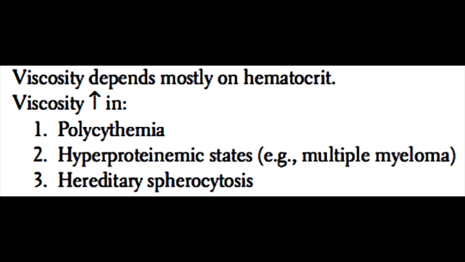We've already discussed viscosity. Remember that blood viscosity depends mostly on hematocrit. And remember that hematocrit is the percentage of the blood that is made up of red blood cells. As hematocrit increases, viscosity increases. And therefore, you see increases in blood viscosity in patients that have, for example, polycythemia vera, which is an increase in red blood cell content, as well as hyperproteinemic states such as multiple myeloma, as well as diseases such as hereditary spherocytosis. All of these diseases cause an increase in blood viscosity.